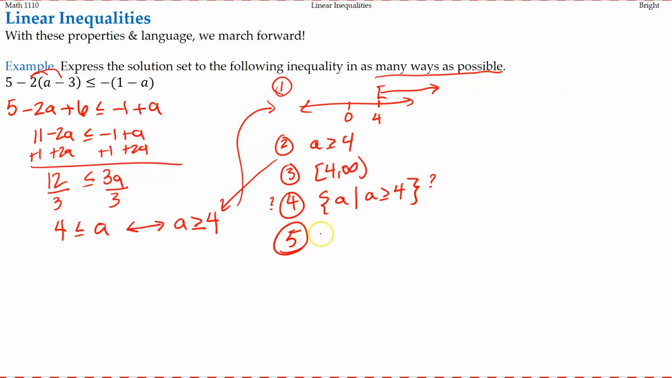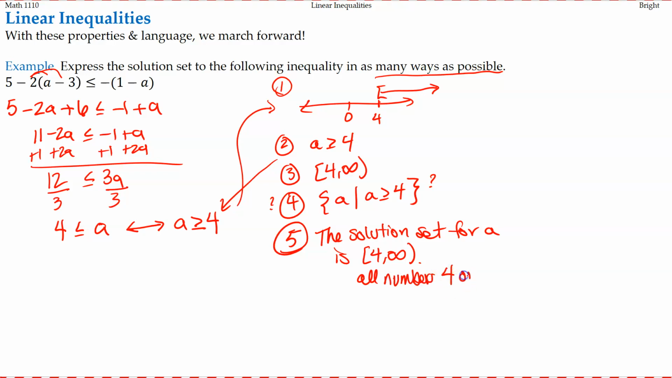I would say here the values. Actually, it says the solution set. I should actually say the solution set. The solution set for a is, and then one of two things. You could say 4 to infinity in interval notation. That is fine. You could also just say all numbers 4 or more. Okay, and that gets that verbal description in there.